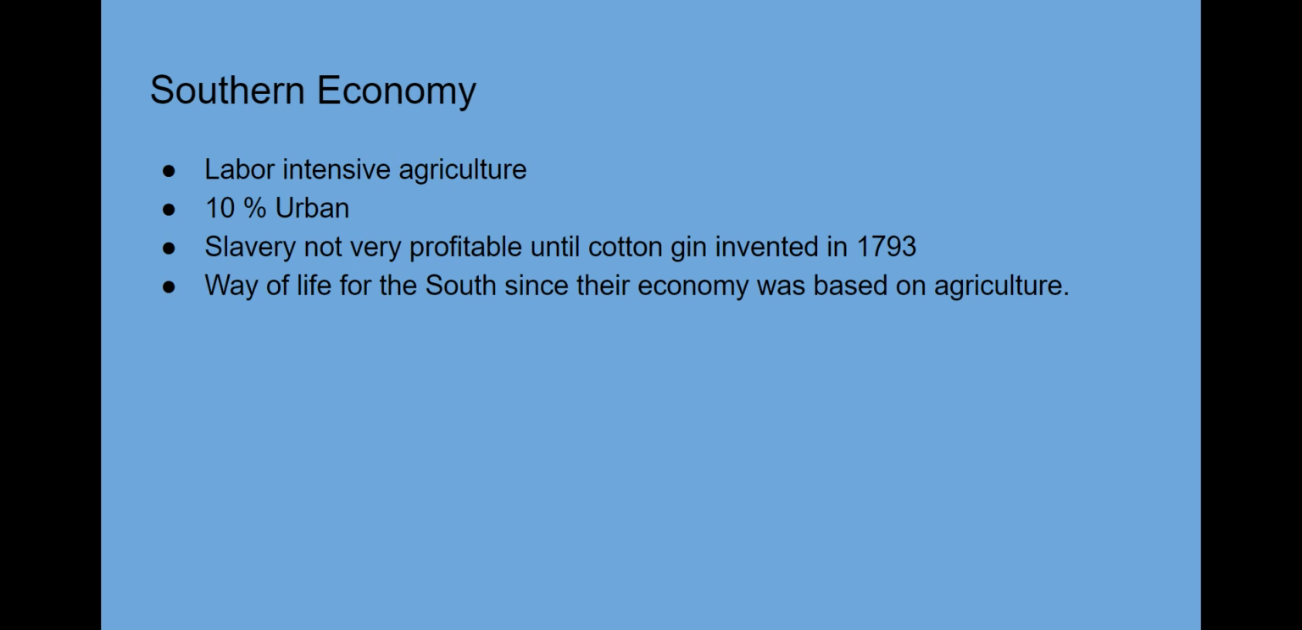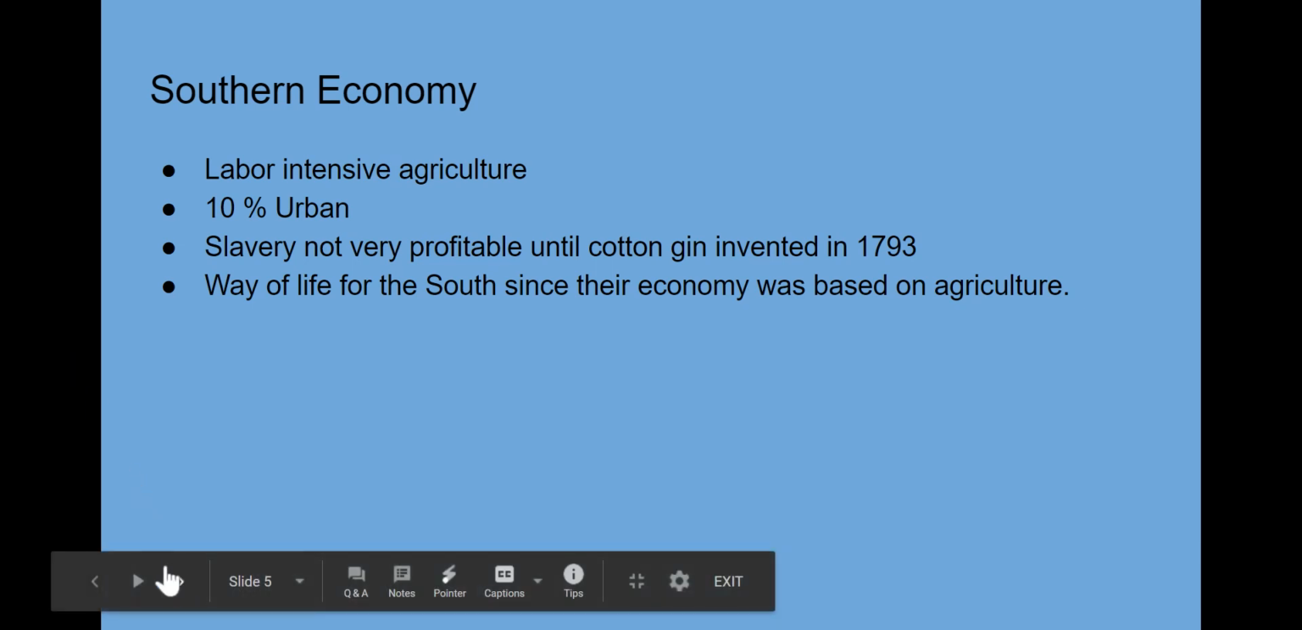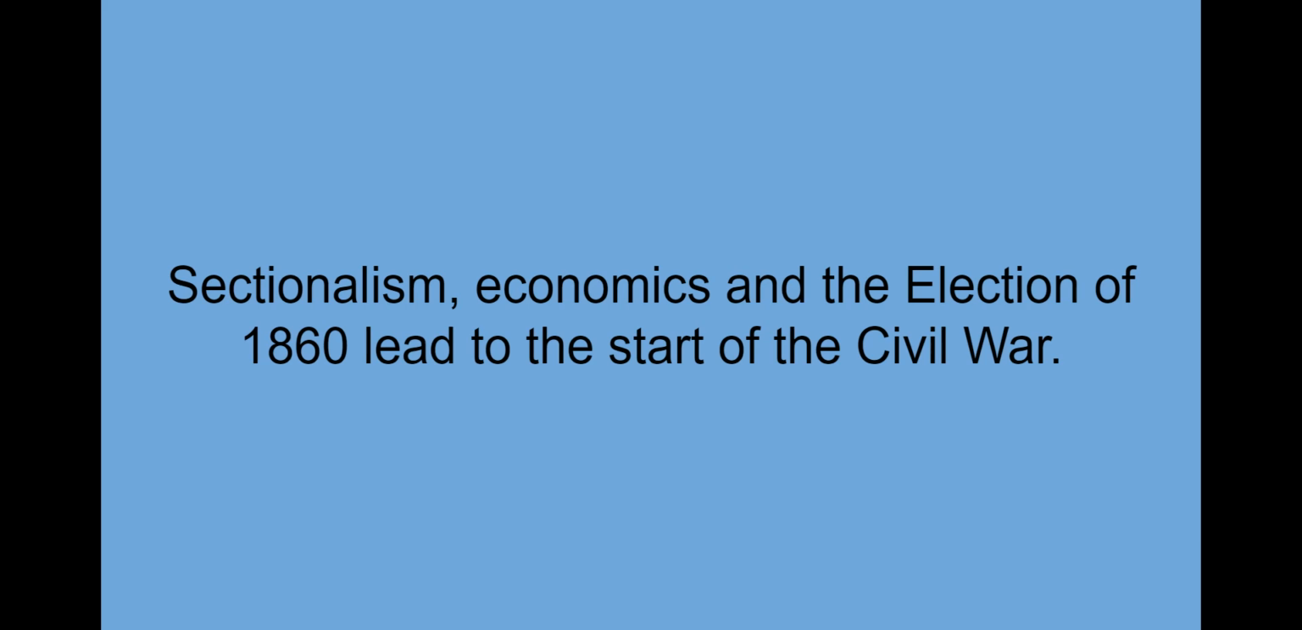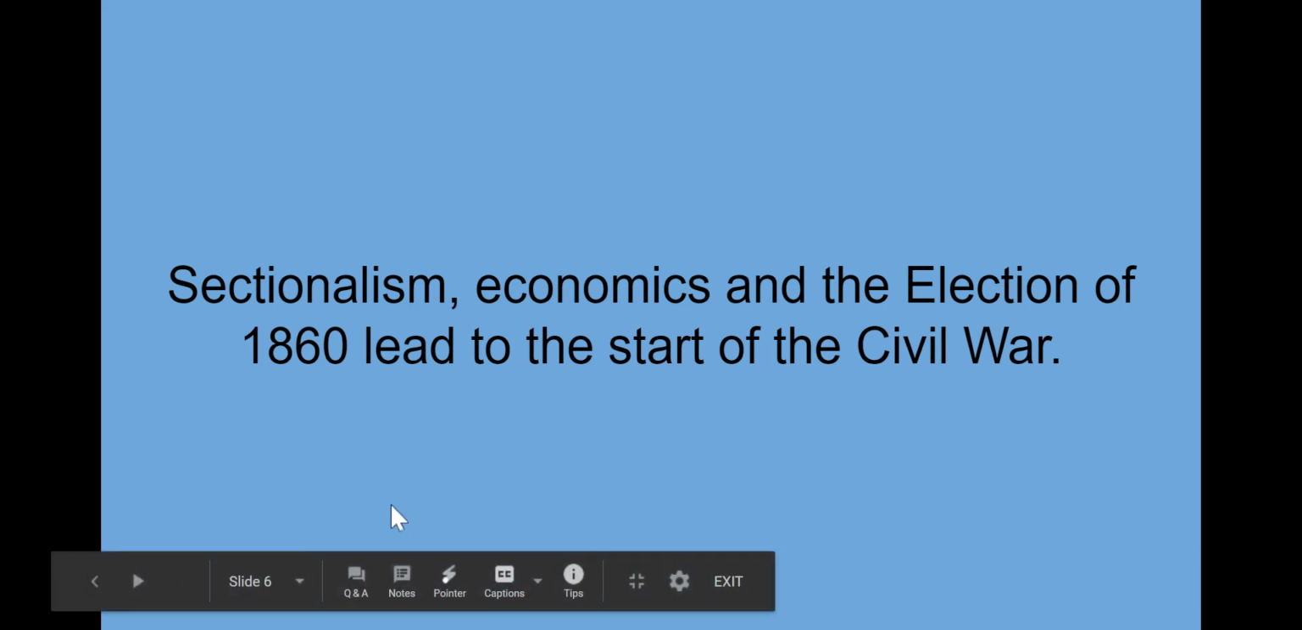After all, their economy was based on agriculture, and the fact that slavery was a way of life for the South became very important in their desire to secede from the Union, as we will see in next week's video. So the differences in the economies, combined with the different regional identities, combined with the election of 1860, which we will cover in next week's video, along with secession, to start the Civil War.